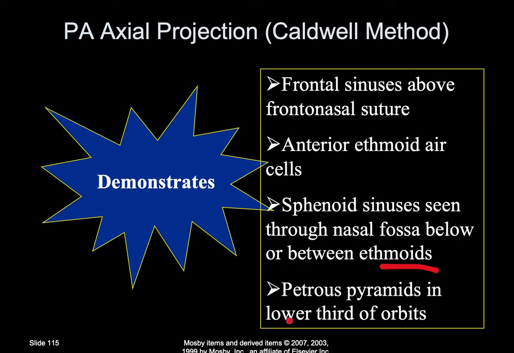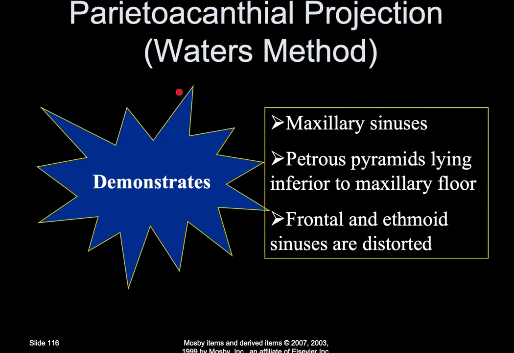And then the petrous ridges are in the lower third of the orbits. So this is just a review of the projection and what they demonstrate, okay? Parietoacanthial Waters: maxillary sinuses, petrous pyramids lying inferior to the maxillary sinuses. Frontal and ethmoid sinuses are distorted, okay?